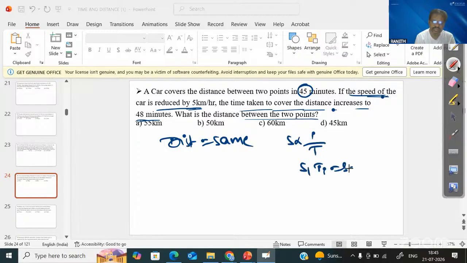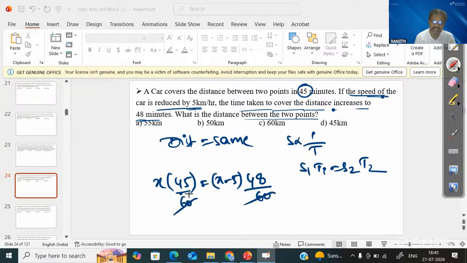S1 T1 equal to S2 T2. We don't know the initial speed, x, where timing equal to 45 minutes, and speed is reduced to x minus 5, then the time will be equal to 48 minutes. I'm not writing in hours; if I write in hours, 60 and 60 are cancelled anyway. So we can cancel 5 15s, 5 16s. 16x and 15x will be equal to x. 16 5s are 80, where x equal to 80 kilometers per hour.